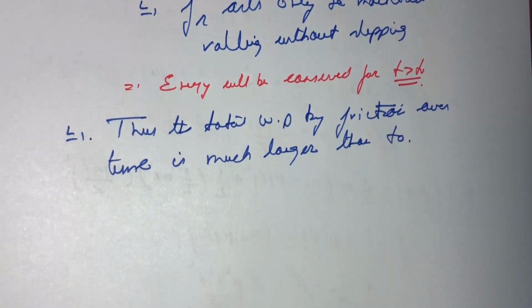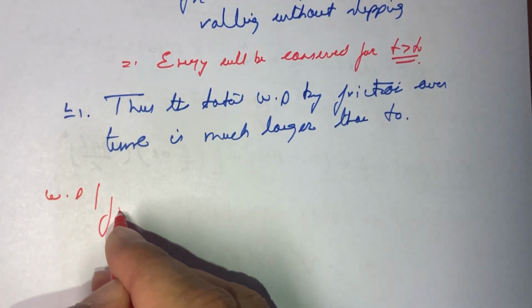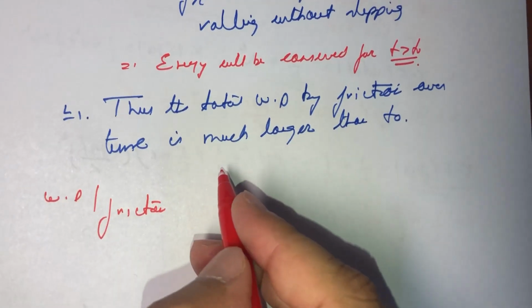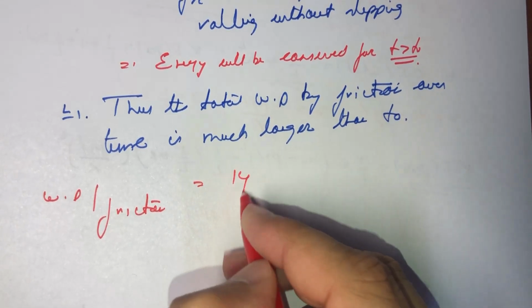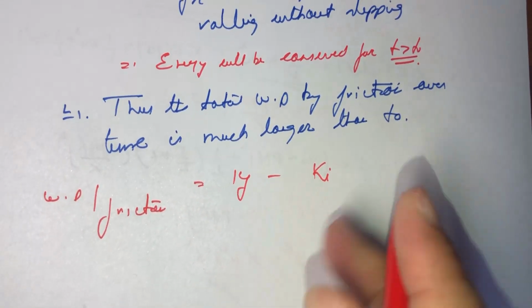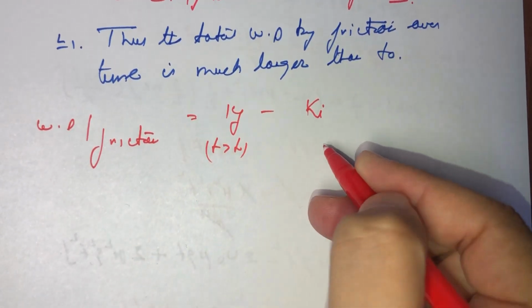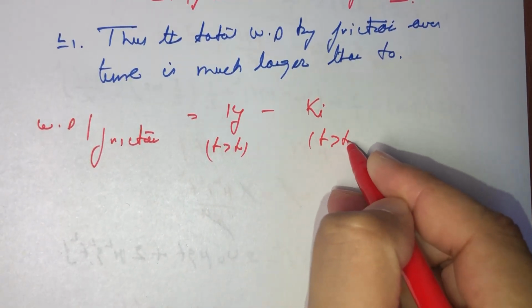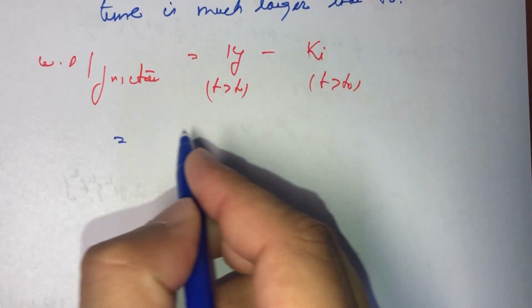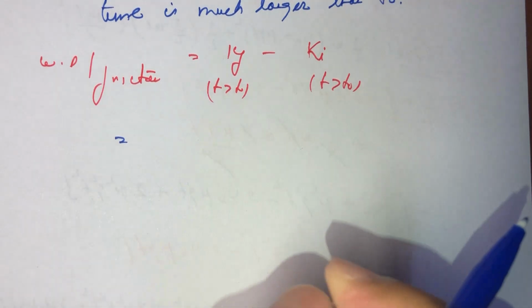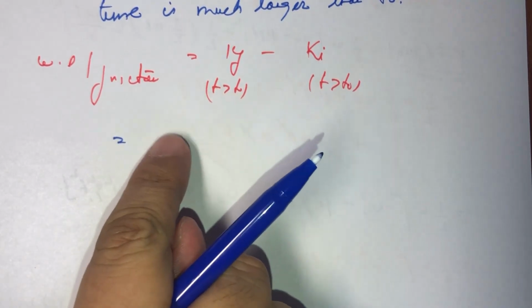So therefore, we can say that the work done by the friction will be equal to the kinetic energy final minus kinetic energy initial, and this is for t greater than t naught. Substituting the value, the final is the combination of both the translational as well as rotational energy. The only difference is that the time will now be t naught, not t.